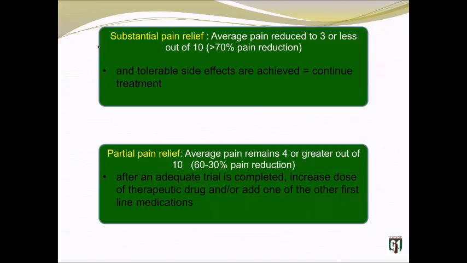Now, when they come back and they just have partial pain relief, which means average pain remains 4 or greater out of 10, which is about 30 to 60% of pain reduction, then after an adequate trial, we may need to increase the dose of what we have given, or probably even add another medication to the treatment.